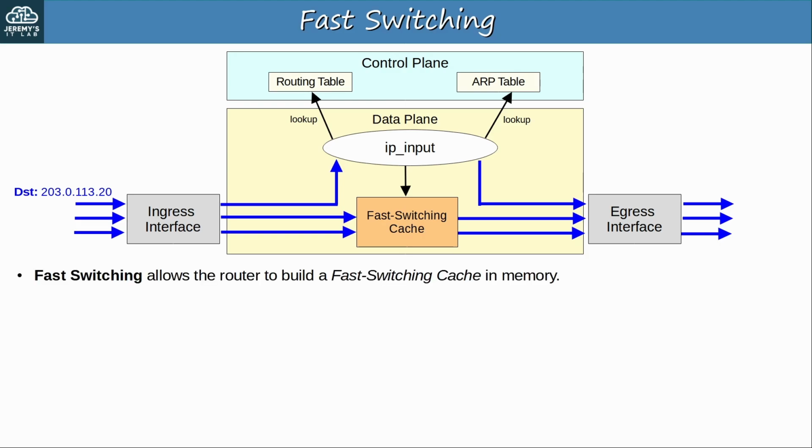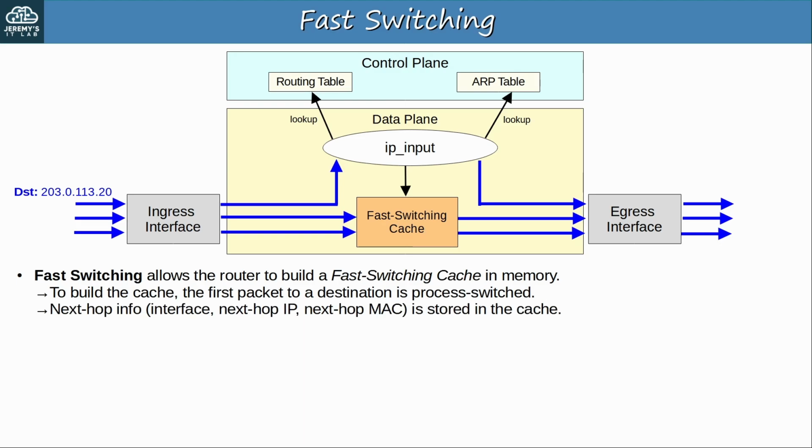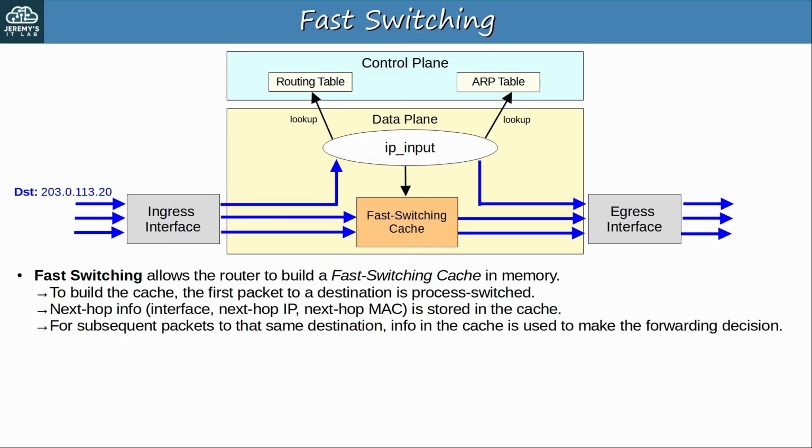So, fast switching allows the router to build a fast switching cache in memory. To build that cache, the first packet to a destination is process switched, as I showed with the first packet above. Then the next hop info is stored in the cache for quicker lookup next time. For subsequent packets to that same destination, info in the cache is used to make the forwarding decision. Although fast switching did provide performance improvements over process switching, it is generally not used today.